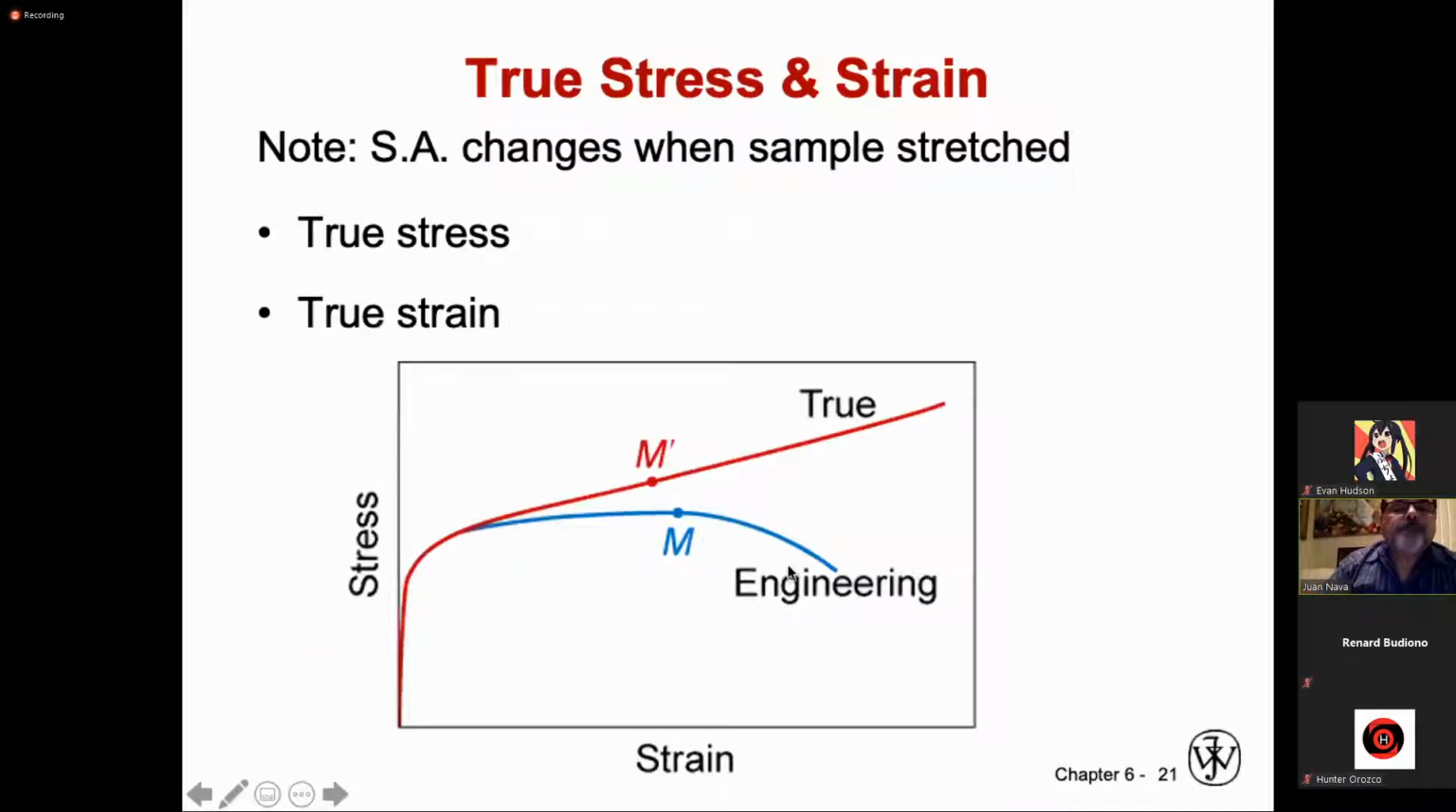So, when we began this lecture, I talked to you about engineering and true stress. The difference between engineering and true stress is just the way the stress and the strain are calculated to generate the stress strain curve. In the engineering stress strain, remember, for stress, we use the original cross-sectional area of the sample prior to any deformation. And for the strain, we always make that deformation calculation with respect to the original length of the sample.